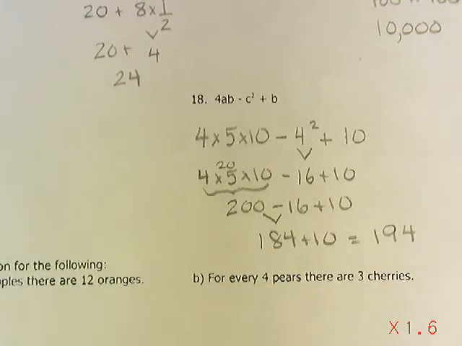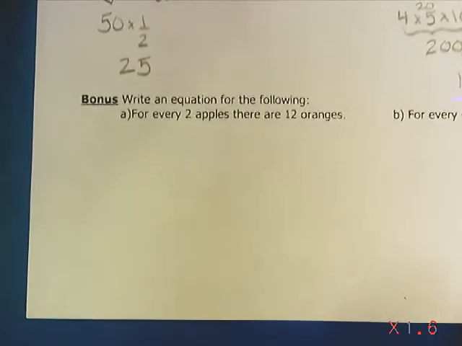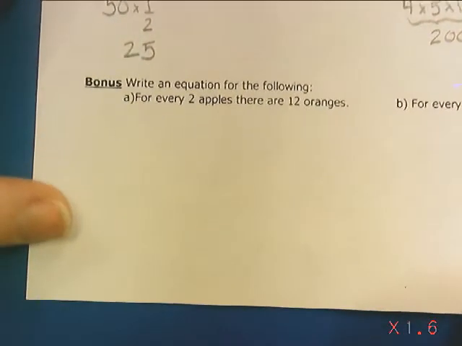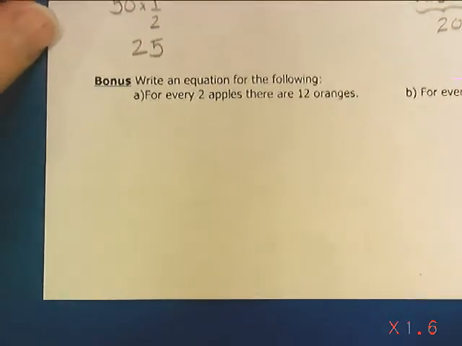All right, on to the bonus questions. I did go through the quizzes. A lot of us were confused about these. We saw these so long ago. So write an equation for the following. For every 2 apples, there are 12 oranges.